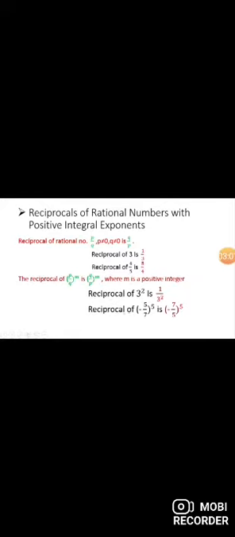Next, reciprocal of minus 5 by 7 whole raised to power 5 is minus 7 over 5 whole raised to power 5. 7 डिनोमिनेटर में था, अब वो कहाँ आ गया? न्यूमरेटर में. जो 5 न्यूमरेटर में था, अब वो कहाँ पे है? डिनोमिनेटर में. Let's see how it works.